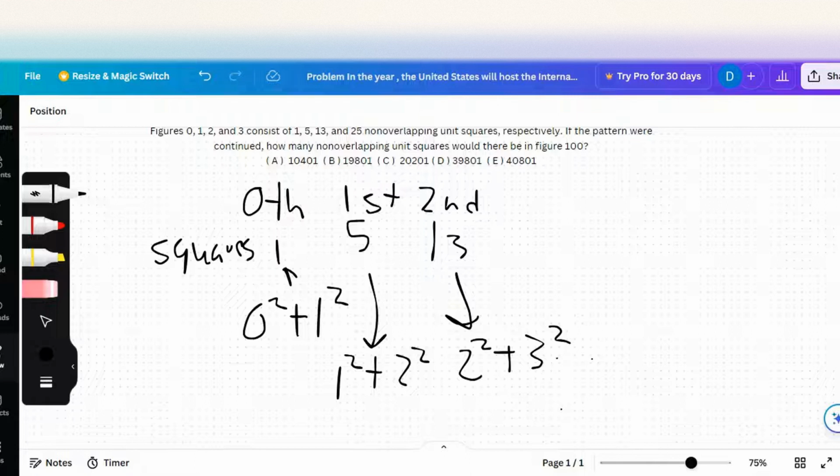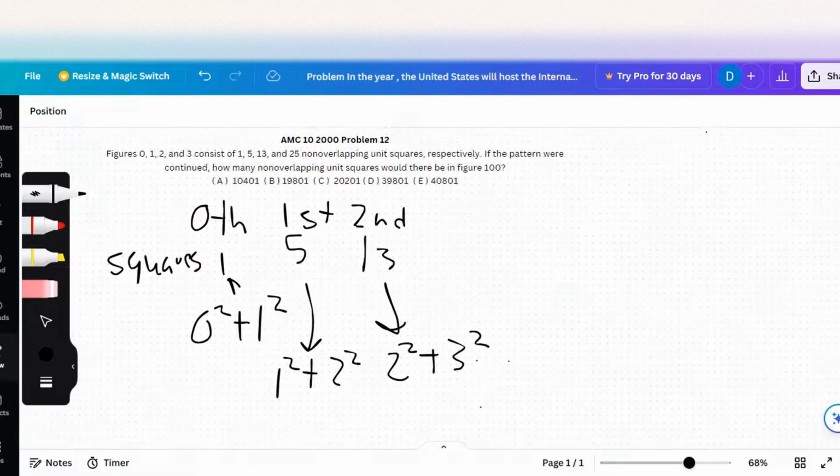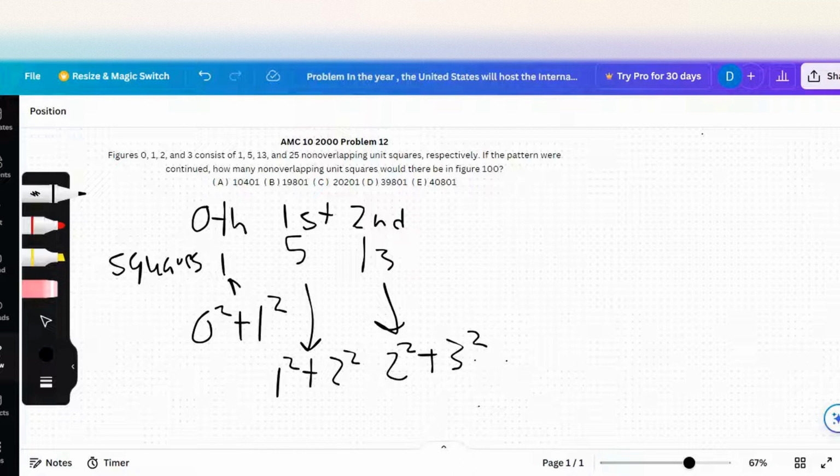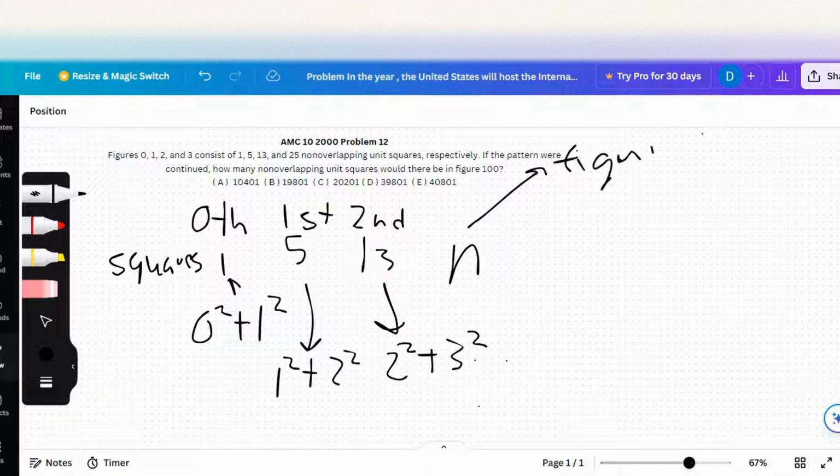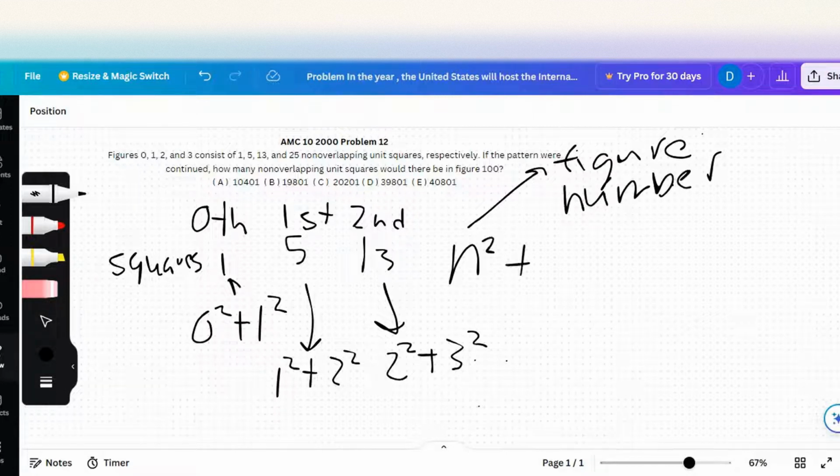If you didn't, then I want you to try to think harder. Okay, now we're going to show you the pattern. The pattern is n, which is the figure number, and in the first case it's 0. Figure number n gives n squared plus n plus 1 squared. So that's the formula for finding the number of non-overlapping unit squares by just knowing the figure number.